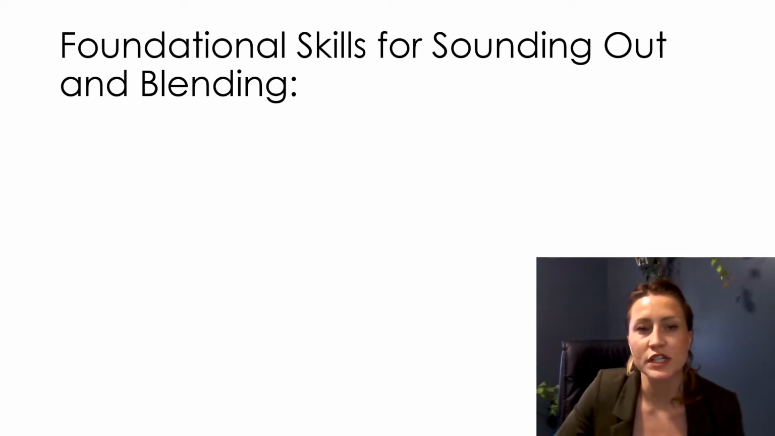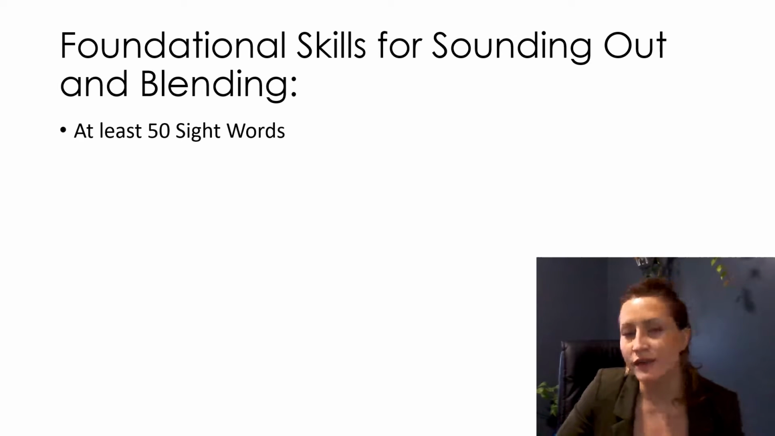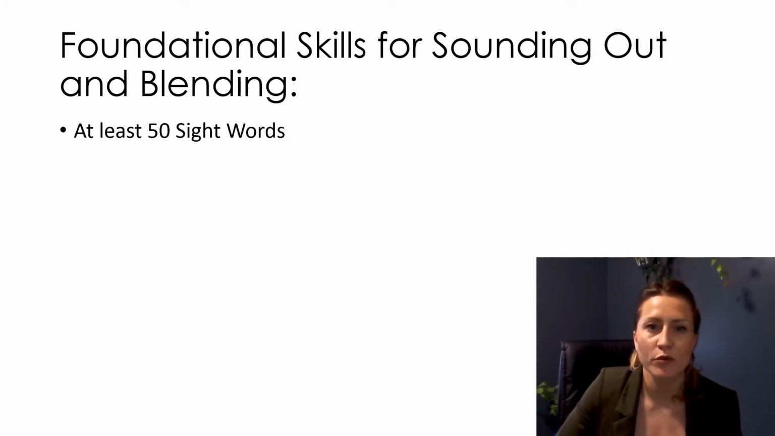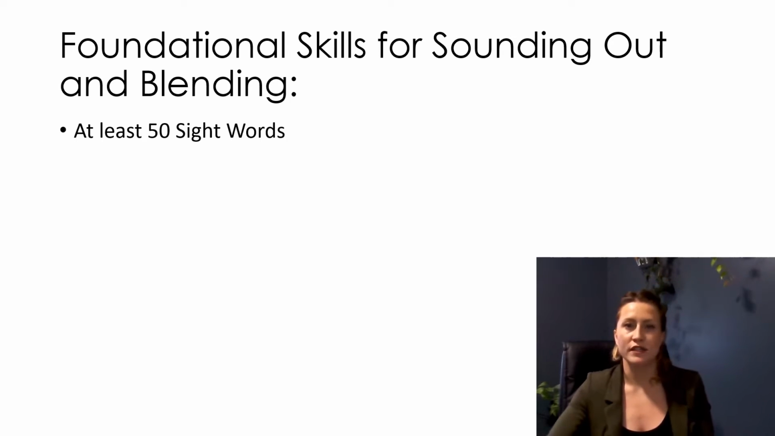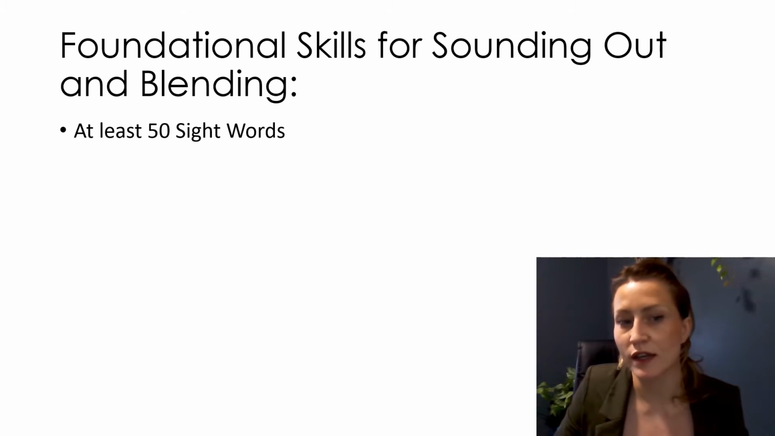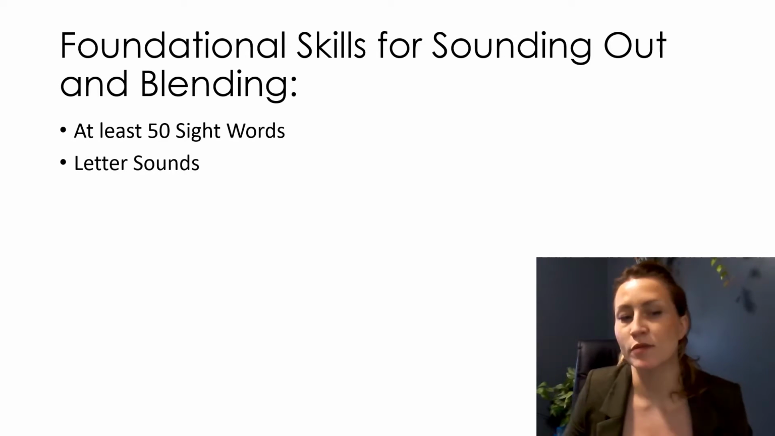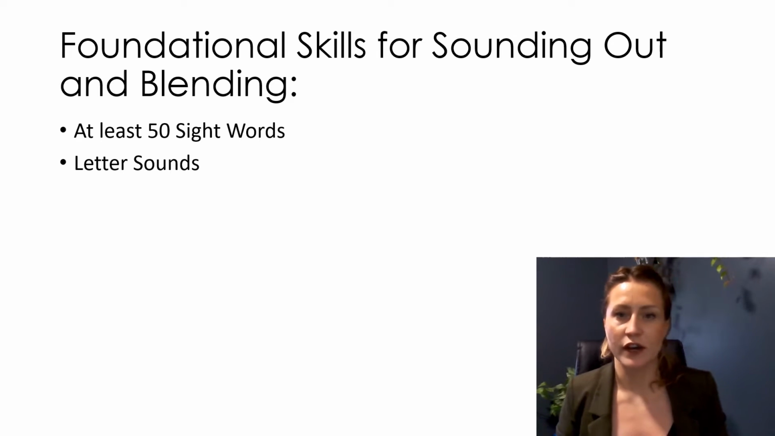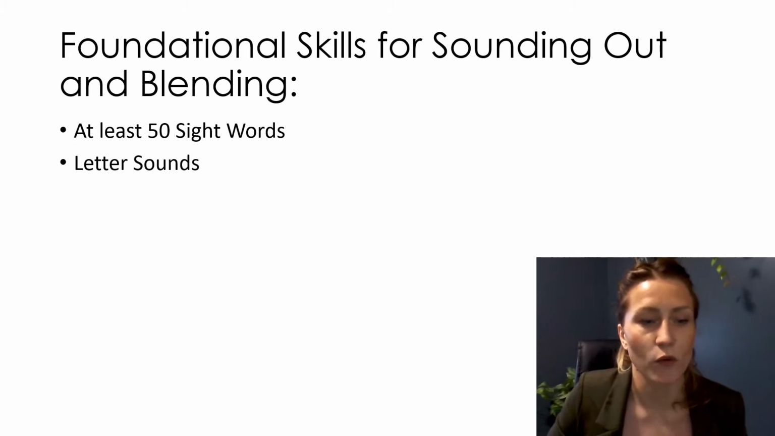So before we start teaching sounding out and blending, there are some foundational skills we want them to have beforehand. We want them to have at least 50 sight words in their sight word bank before we start focusing on sounding out and blending. We do have a video that explains that in a little more depth. So if you'd like to watch that, that's definitely useful. We want them to have the majority of their letter sounds. There might be some that they're not quite solidified. That's okay. We can reinforce that as we're teaching sounding out words.